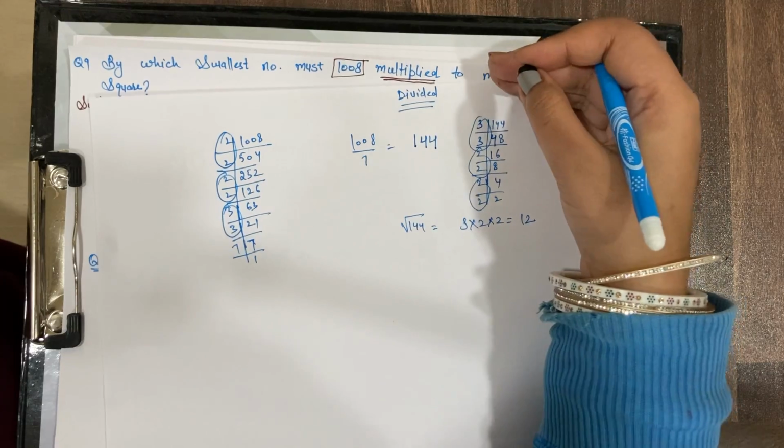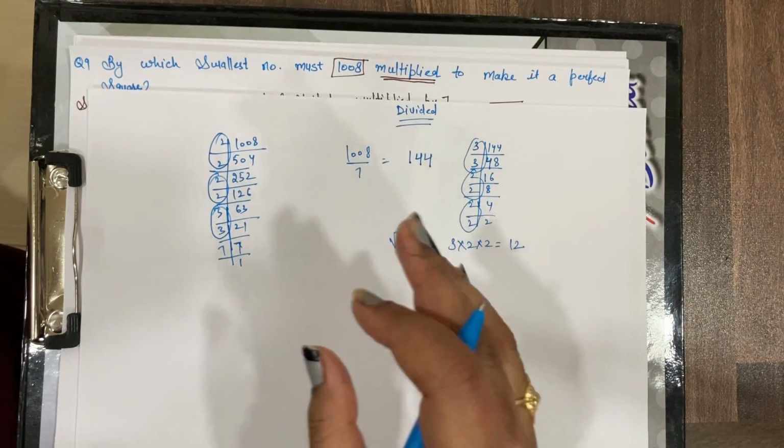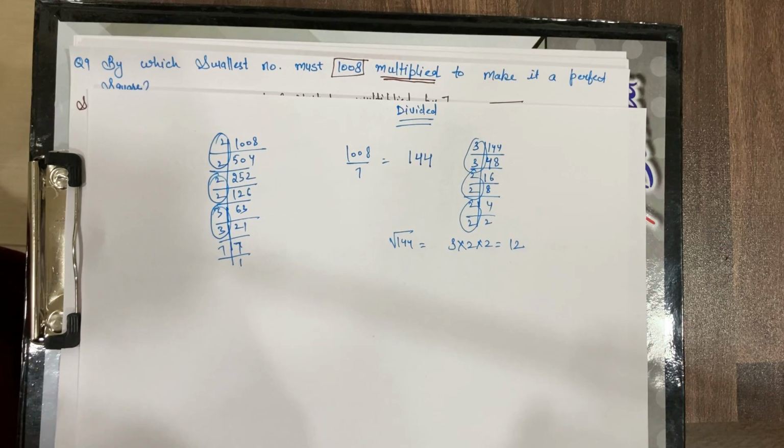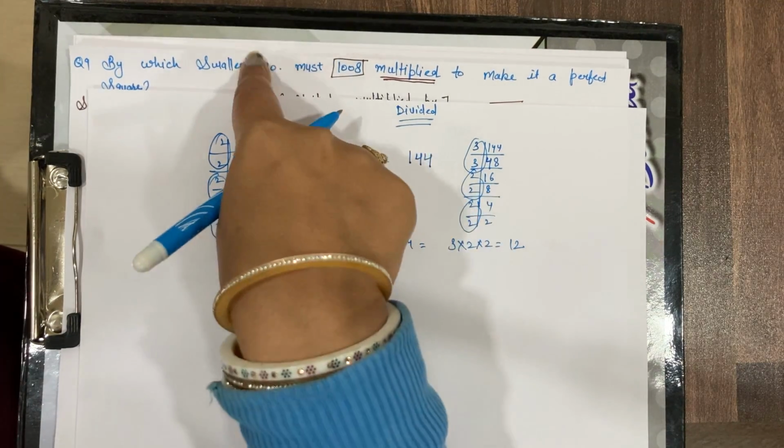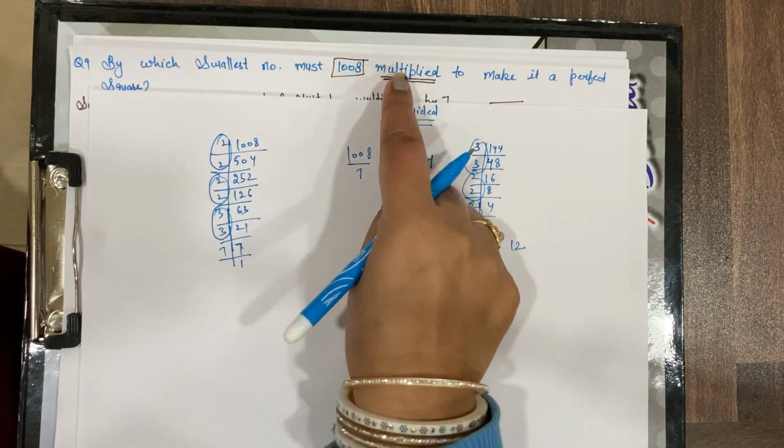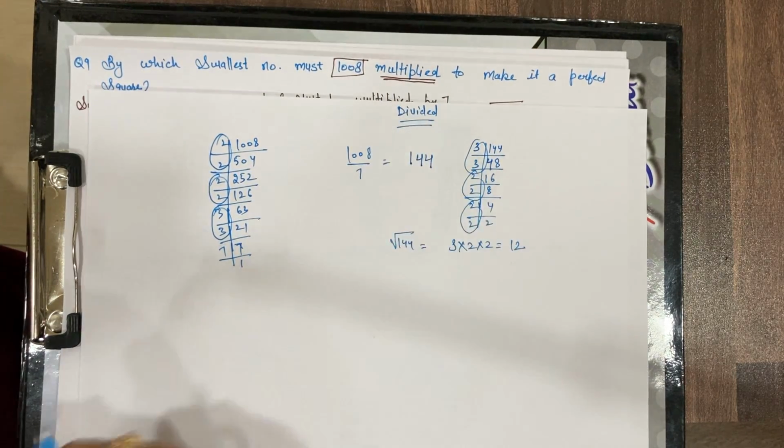So the concepts of multiplication and division are similar. In multiplication we have to multiply the number which is not having a pair, and in division we have to remove the number which is not having a pair. So this is the concept of by which smallest number it is multiplied or divided. Right? So don't get confused between these two concepts. In multiplication you add some number. In division you remove the number. Prime factorization is used in both the concepts, whether it is multiply or divide. If the question is added or subtracted, then the concept will be different.